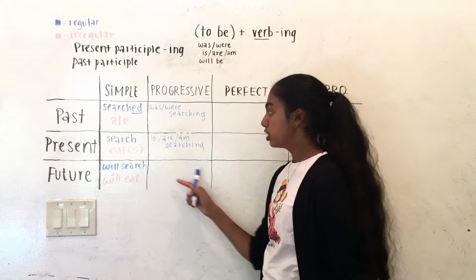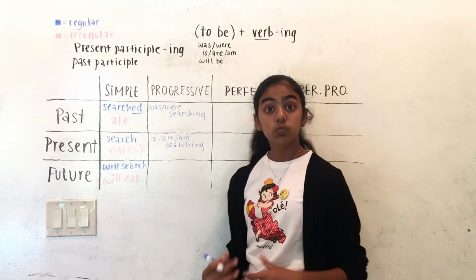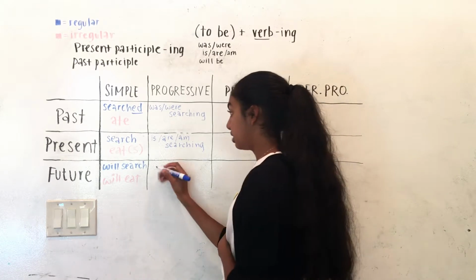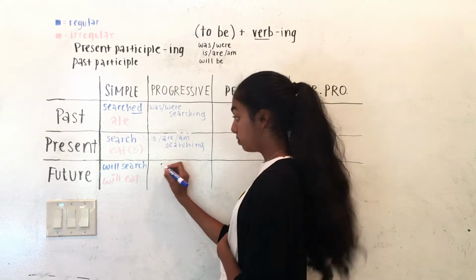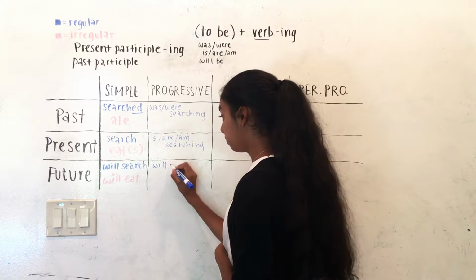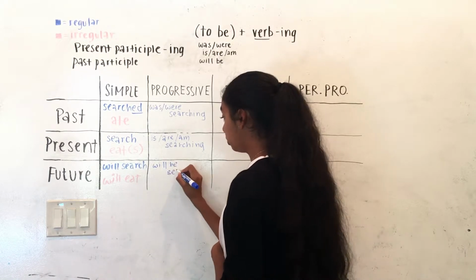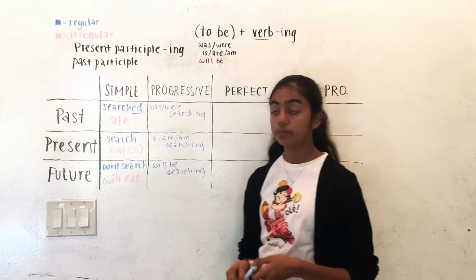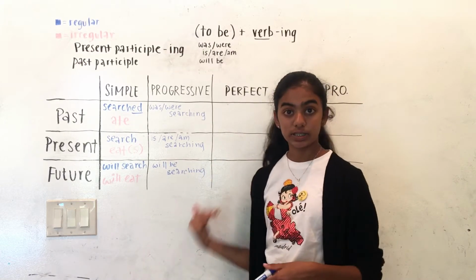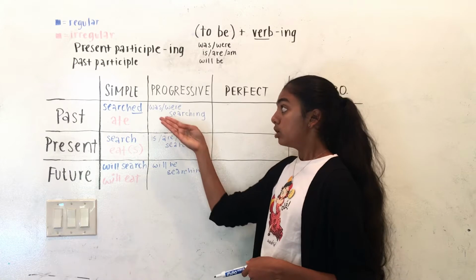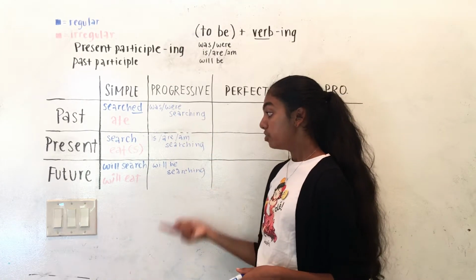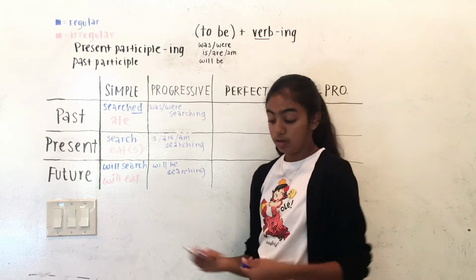And then with the future, it goes to say that you will do this action sometime in the future. So for example, for the future progressive, it's always will be, and then of course searching here as our verb. And this will be done in the future. Of course, you don't always have to use these specific verbs. So it could be he was dancing, I am singing, they will be performing, and all sorts of verbs.